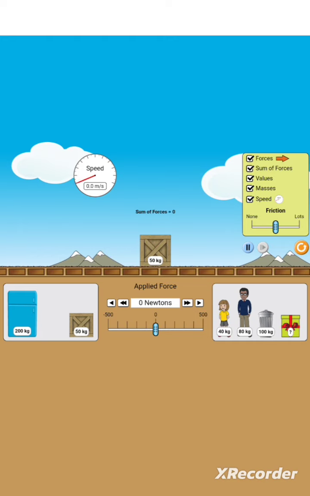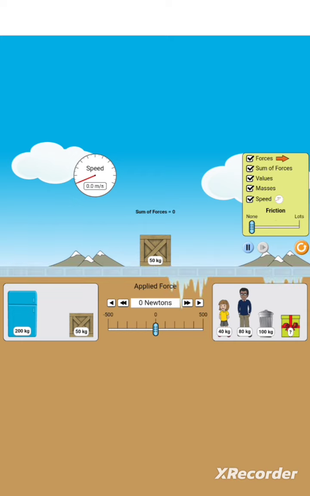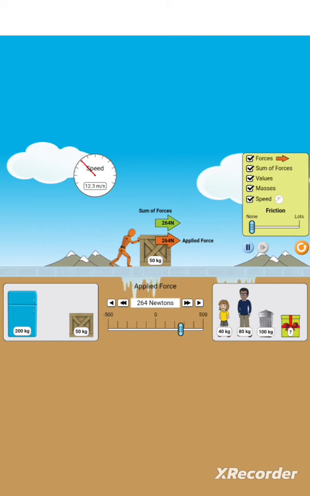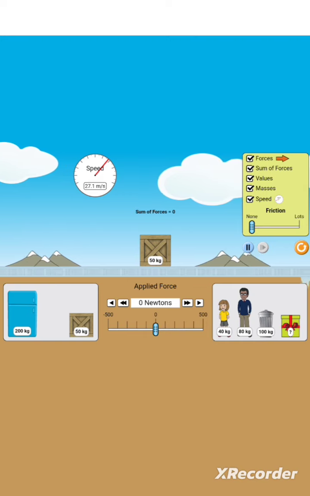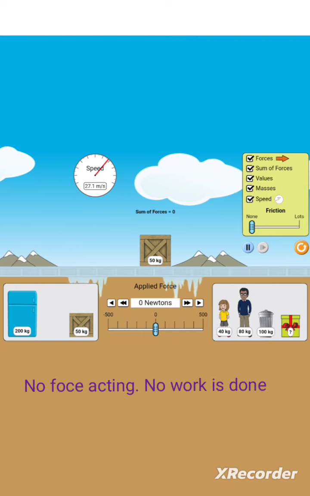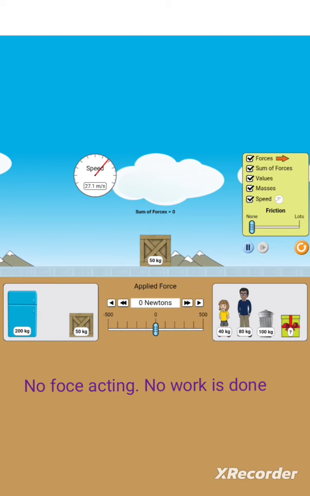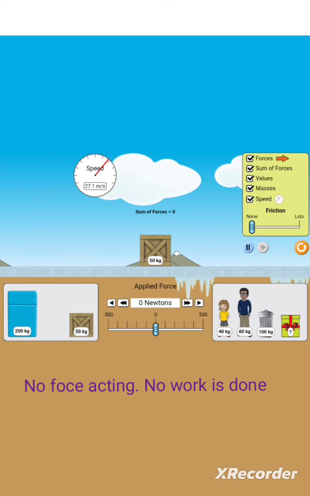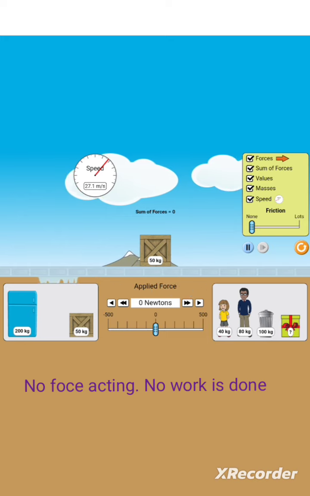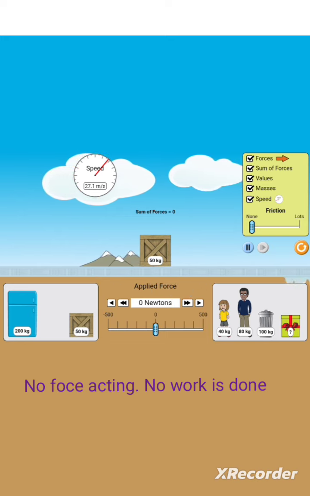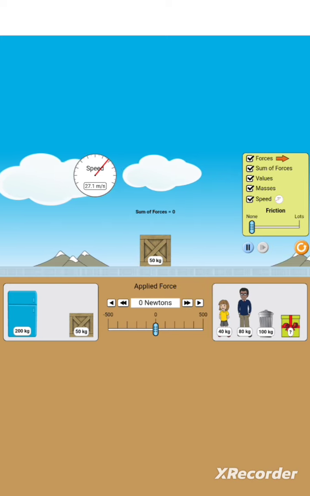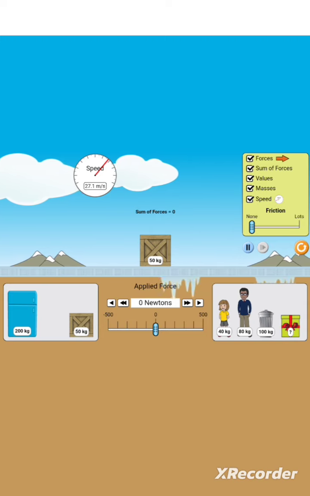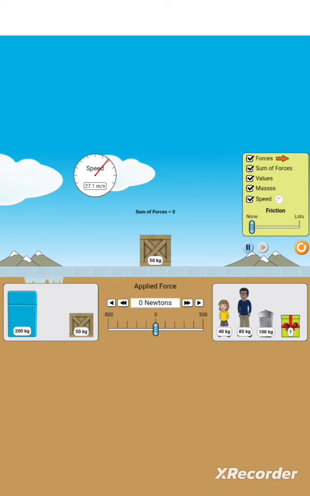Now let me reduce the friction and let's see what happens. The muscular force is doing positive work. Speed is increasing. Now there is no friction. There is no friction on the surface to oppose the motion. No net force is acting on the box. In this case, the box will keep on moving forever according to Newton's first law of motion. So the kinetic energy remains constant and no work is being done on the box.